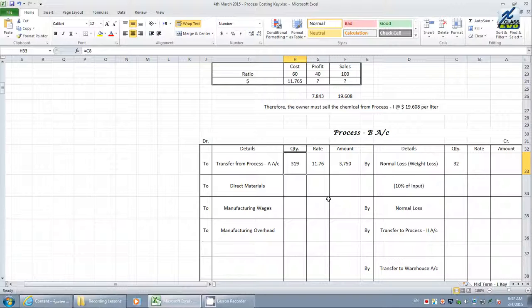Yeah. It is received. Process B, process 2 is received from process 1, process A. Okay. How much is received? 319 quantity. That is the liters, the value you know already. Let's see the question.